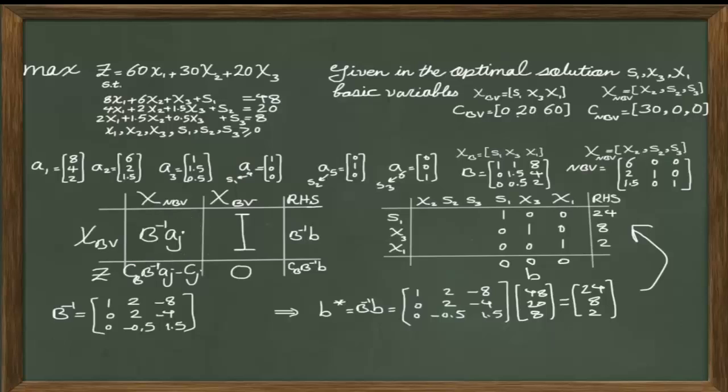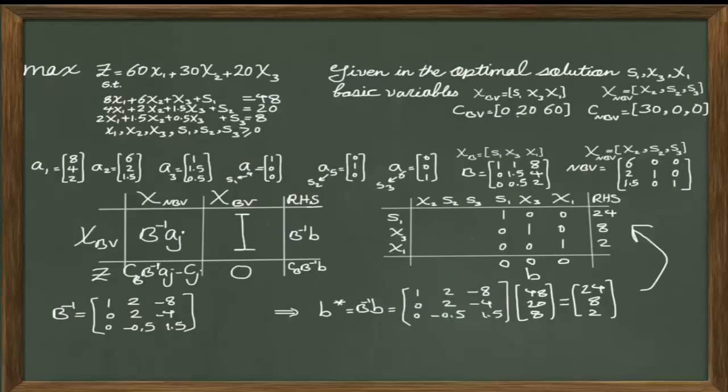Let's calculate the B inverse AJ for non-basic variables. For calculating this formula, we only use the AJs related to the non-basic variables that are given on top of this table. So the first AJ that I have to use is the AJ related to X2, this vector; related to S2 is this vector, and related to S3 is this vector. So these are the vectors that I have to use and multiply by B inverse to find the coefficients. Let's do that and see what value we get.